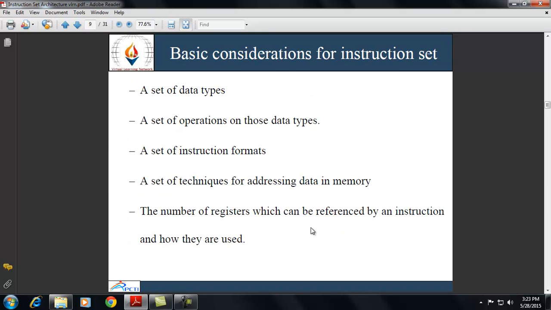Now, what are the basic considerations for the instruction set? There are some basic design considerations for the instruction set, that is, the set of data types, for example integer, long integer, doubles, characters, strings, etc. Set of operations on those data types. Set of instruction formats, which includes issues like number of addresses, instruction length, etc. A set of techniques for addressing data in memory or in registers, and the number of registers which can be referenced by an instruction and how they are used.